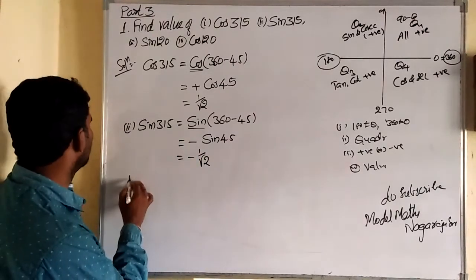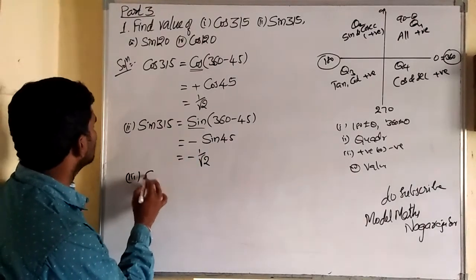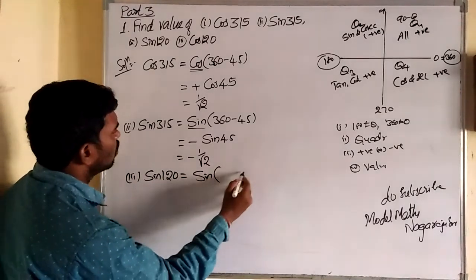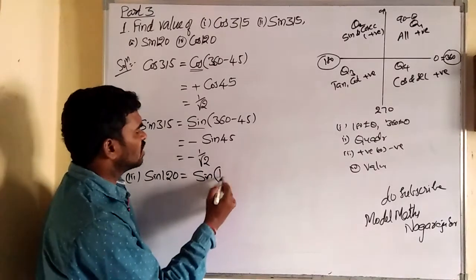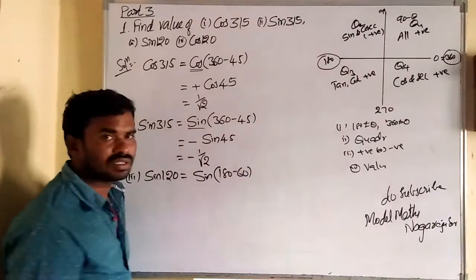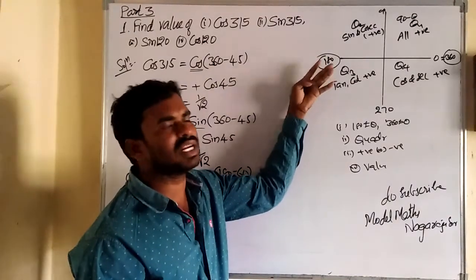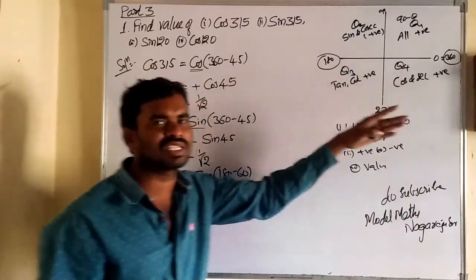This is very simple. And the third question, sin 120. We can express sin 120 as 180 minus 60. Am I right? Always we should try to convert into 180 plus, 180 minus, 360 minus or 360 plus. That's it.